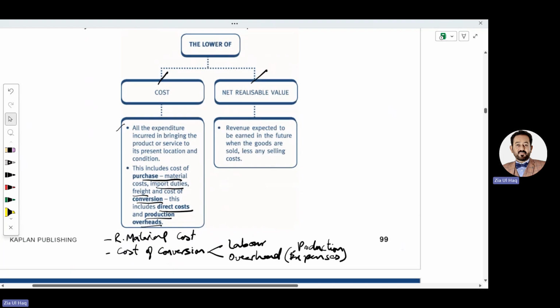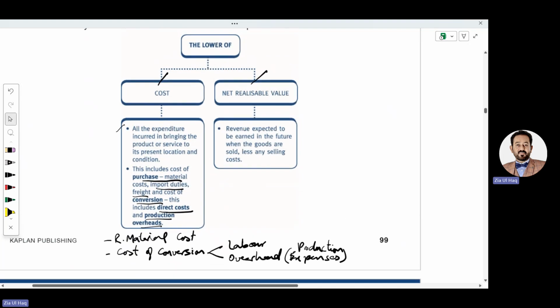What is NRV? NRV stands for net realizable value. How to calculate? Selling price less cost to sell. It is the revenue expected to be earned in the future when the goods are sold, less any cost to sell. If to sell the inventory you have to pay any commission to an agent, you need to deduct that commission from the selling price, then you will arrive at NRV.